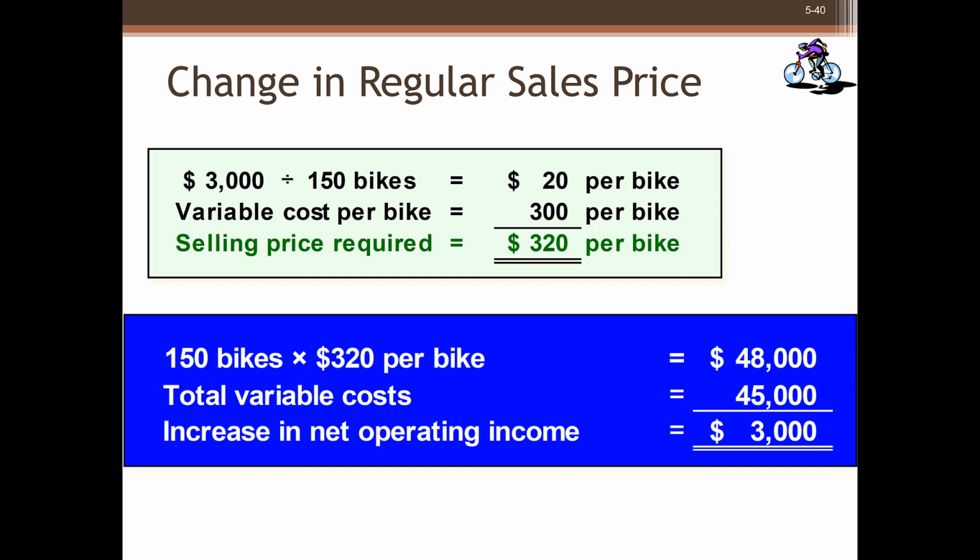And we can verify using the proof here. We use 150 bikes multiplied by 320 per bike, and minus total variable costs. Total variable costs is calculated by 150 times $300, and net operating income increases 3,000.